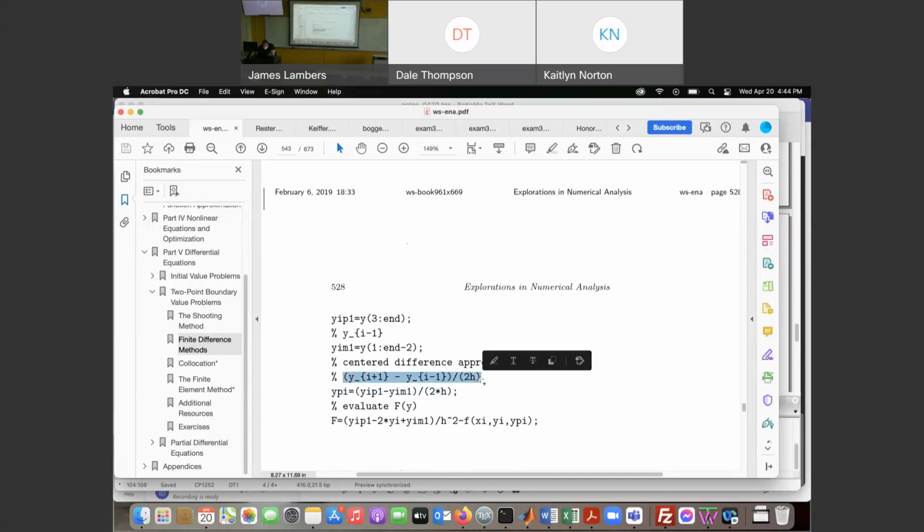I can just use this finite difference formula. So now I have my approximate y prime values. And now I can evaluate f. So I have y_{i+1} minus 2y_i plus y_{i-1}, all over h squared, minus f at my interior x values, interior y values, and then my y prime values that are finite differences as a third argument to f. So now I've evaluated f.